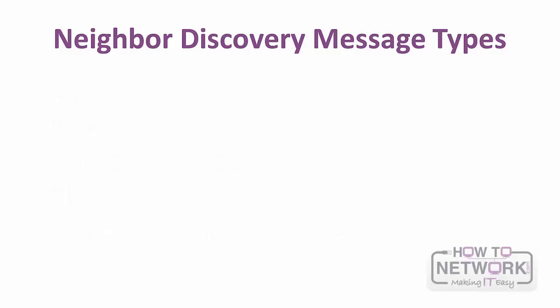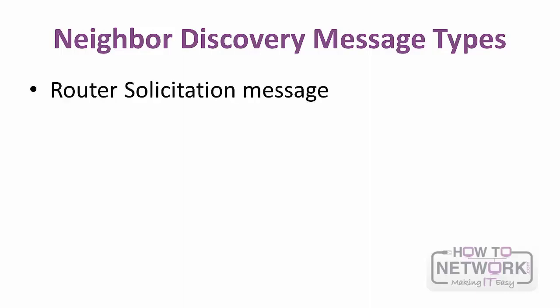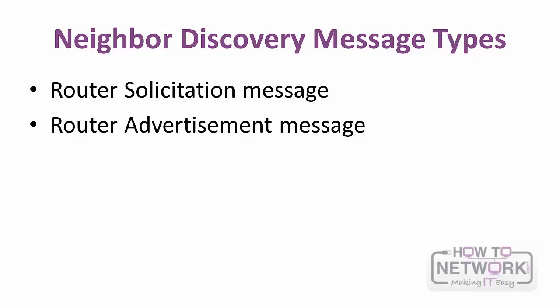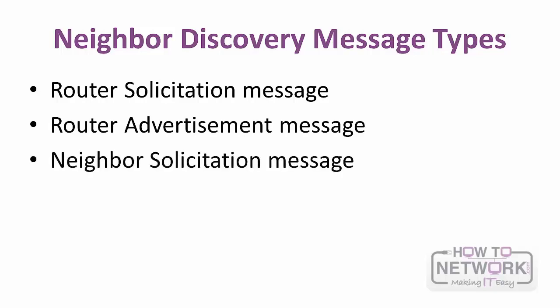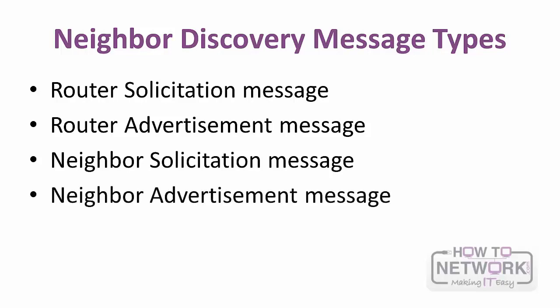As already mentioned in the previous lesson, when discussing stateless address auto-configuration, there are 5 ICMPv6 messages used by neighbor discovery. Router solicitation message. Router advertisement message. Neighbor solicitation message. Neighbor advertisement message. Redirect message. The following slides examine each message type and the methods used for router and prefix discovery, address resolution, and duplicate address detection.